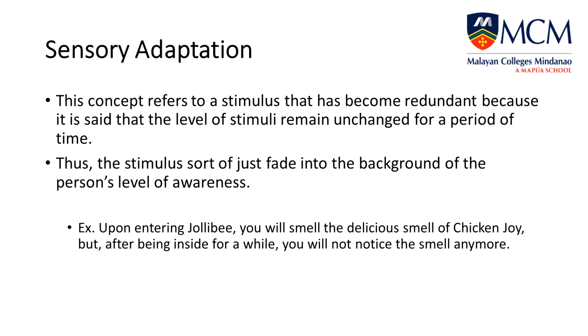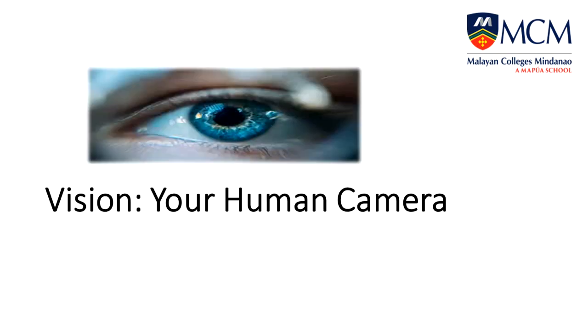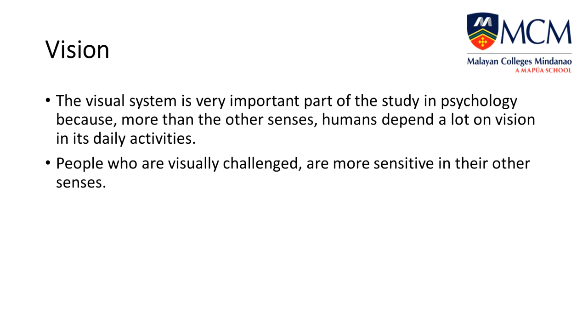Oh, di ba? Vision. Your human camera. This is the first and a very important sense organ that you need in order for you to learn and to do several things. The visual system is a very important part of the study of psychology because more than the other senses, humans depend a lot on vision in their daily activities.